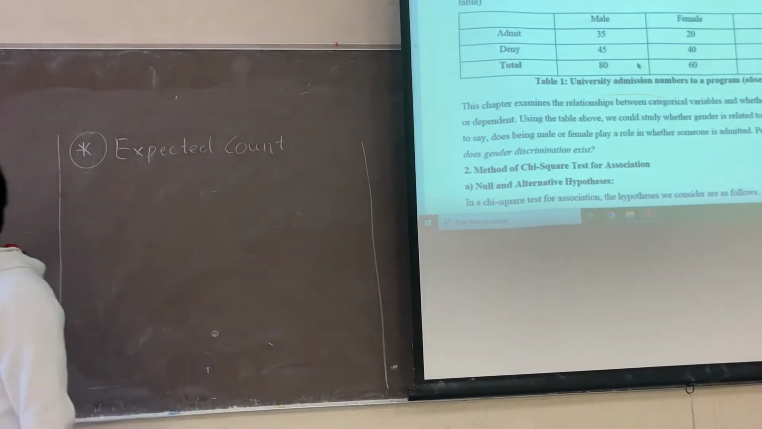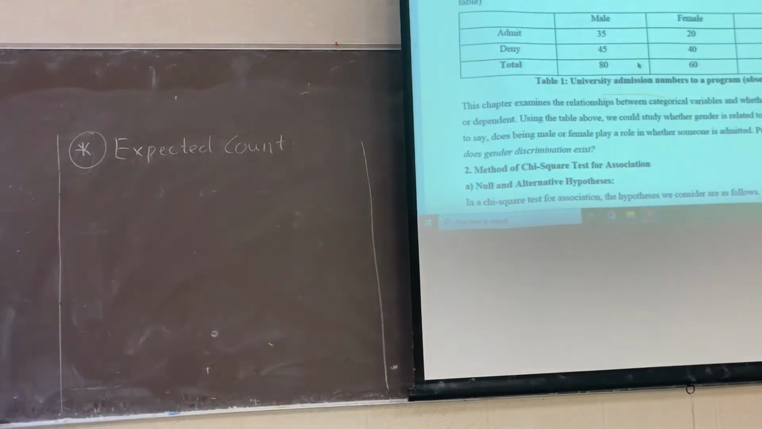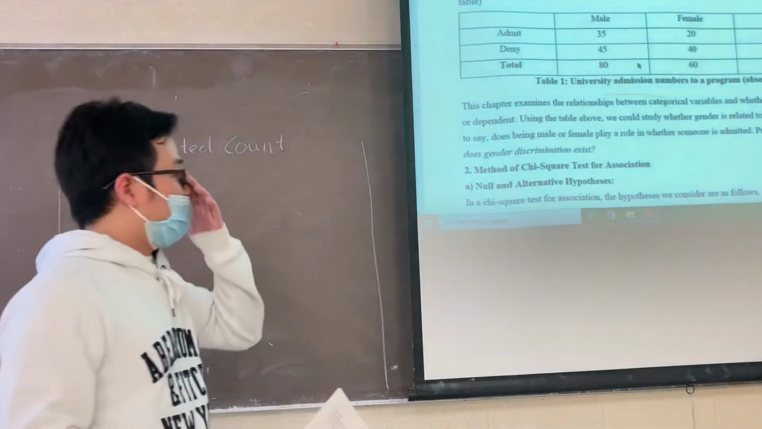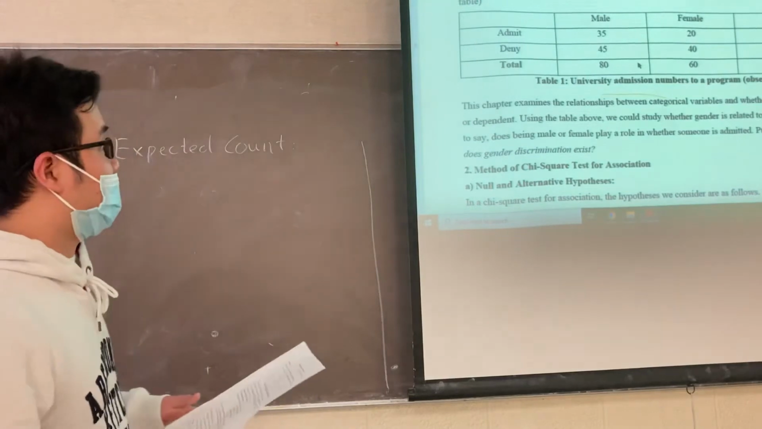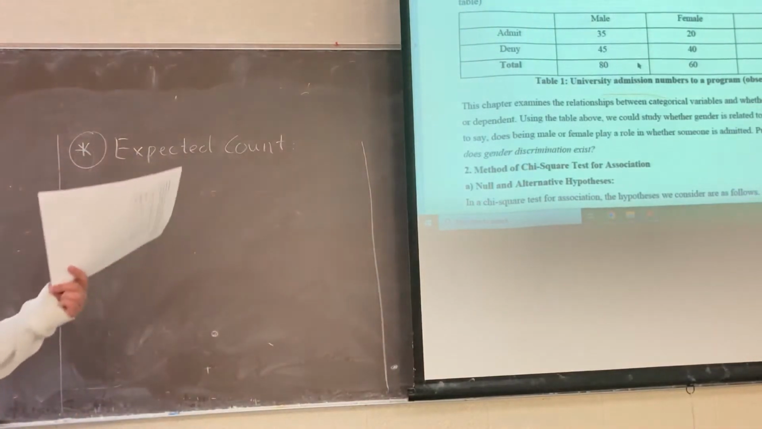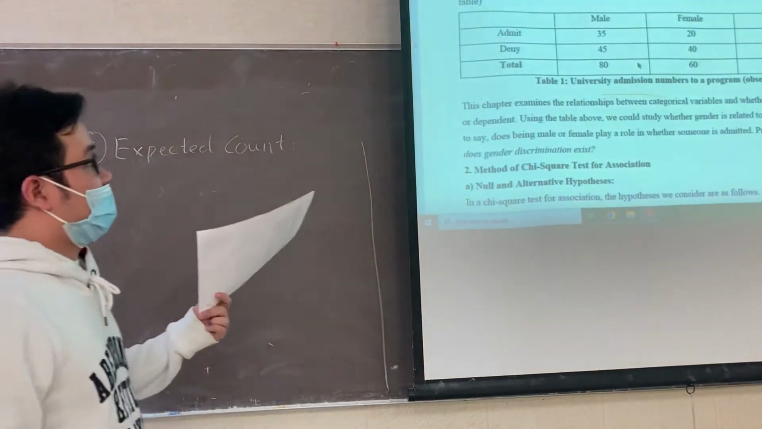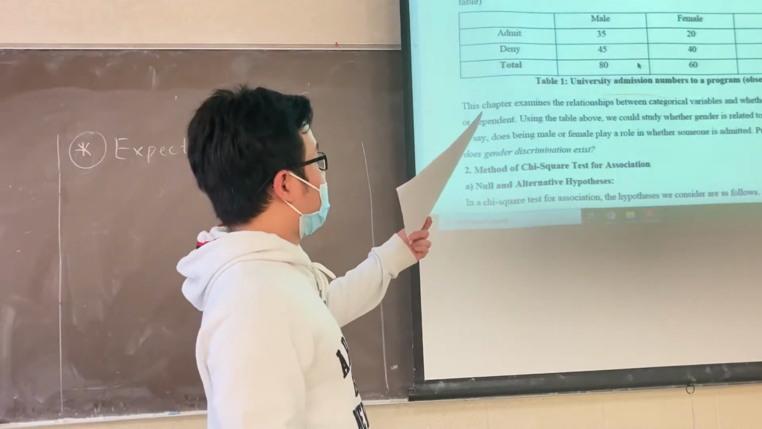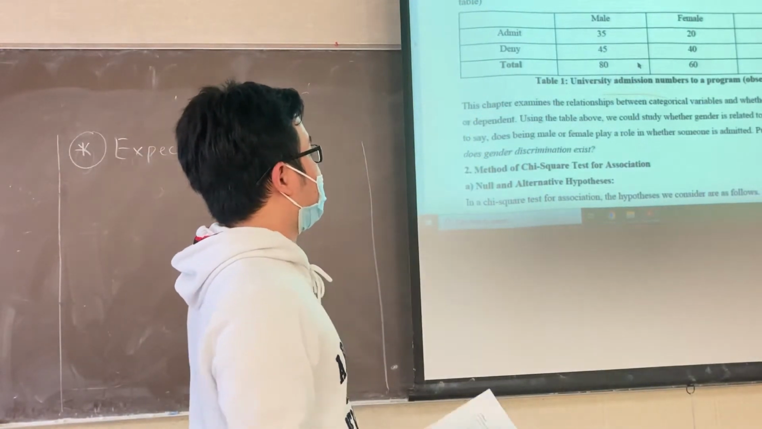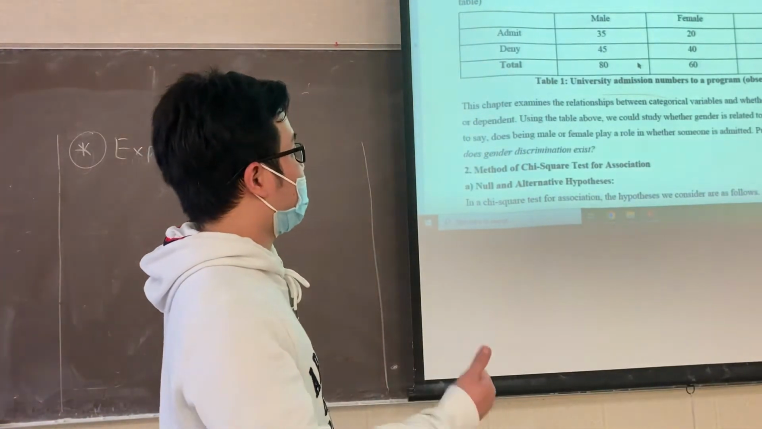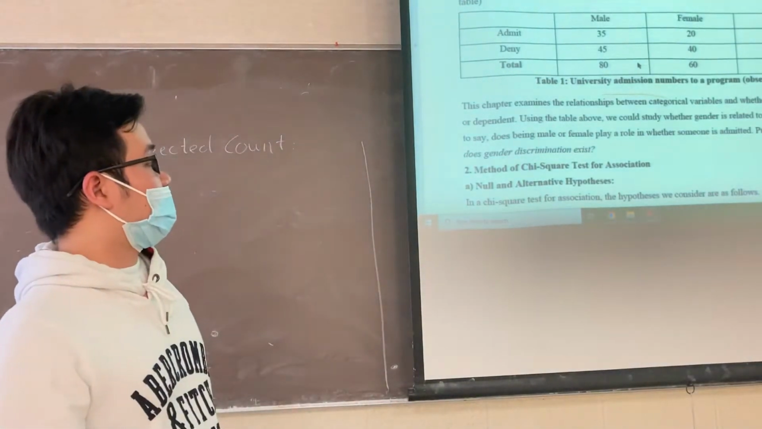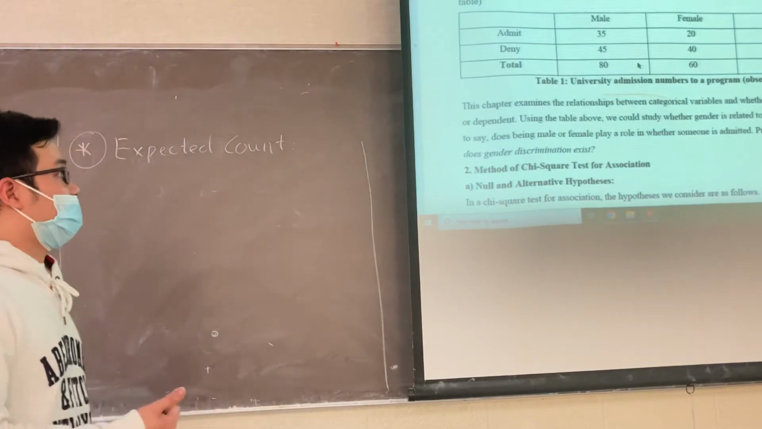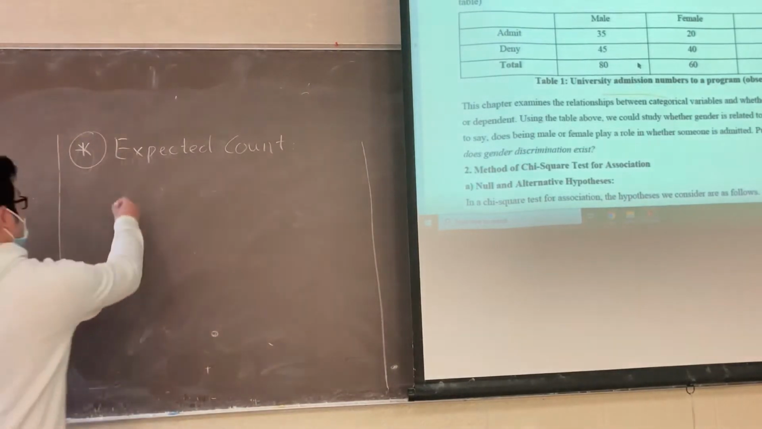This kind of information plays a crucial role when we do the chi-square test for association. As you can see on the table, we have the information about the male and admit. This is 35, right? That means that there are 35 male students who are admitted to university.